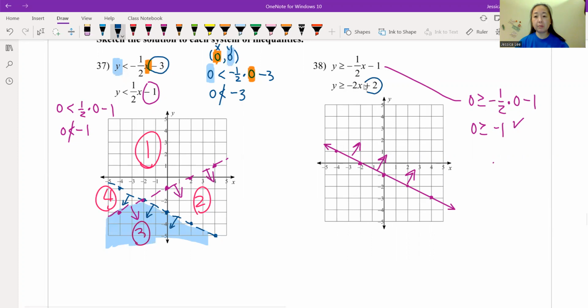Right here, we're going to start at +2. So here's our +2 right here. -2, remember it's over 1. We're going to go down 2 and then to the right one. And again, this one right here is going to be a solid line because we have that line underneath. Those are some things that I would write in your notes.